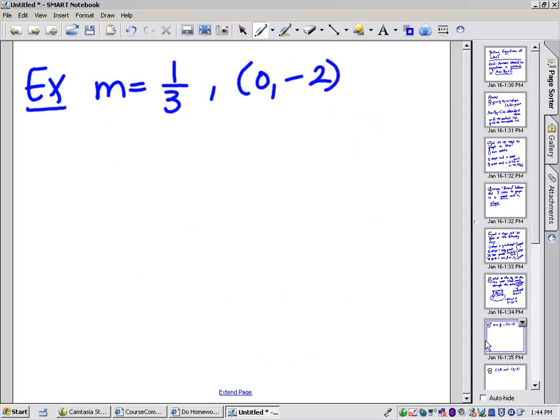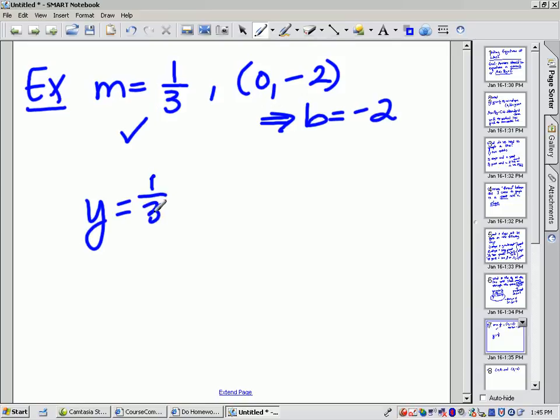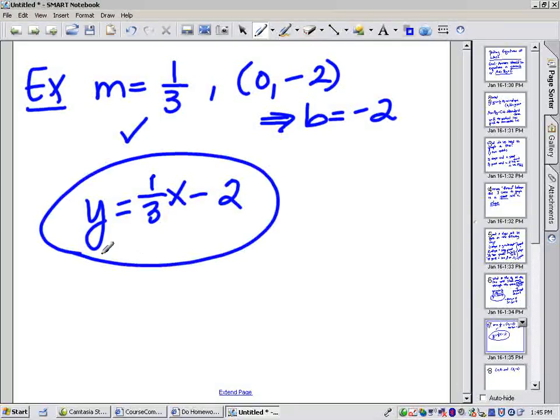Let's look at another example. What if we are told the slope is 1/3 and it goes through the point (0, -2)? Well, we're told our slope, right? And (0, -2) tells us our value of b, because that is the y-intercept point. So our equation, we don't have to do any work to obtain. We have y is equal to 1/3 x plus b, but since that's negative, we can write minus 2. Okay?